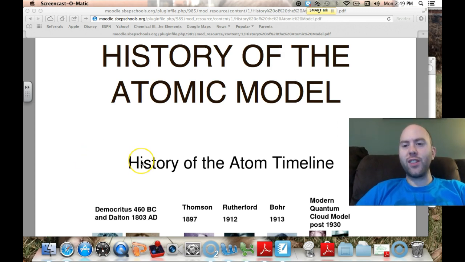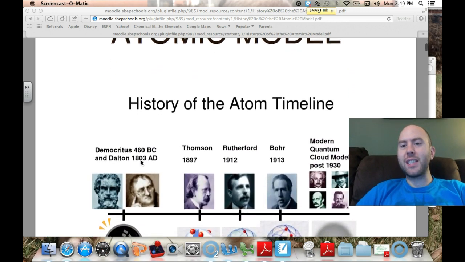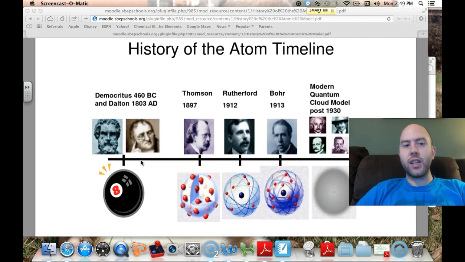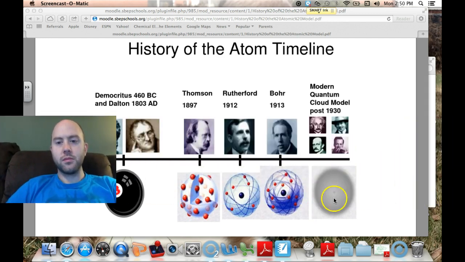First off, I have a little timeline here, not very important to really look at, but it pretty much just has the main people, such as Democritus and Dalton, what their model looks like, Thomson, his model, Rutherford, Bohr, and then the modern quantum model, which is kind of hard to see. There we go. So now you can see the modern one over here. I'm going to fly back to the other side.